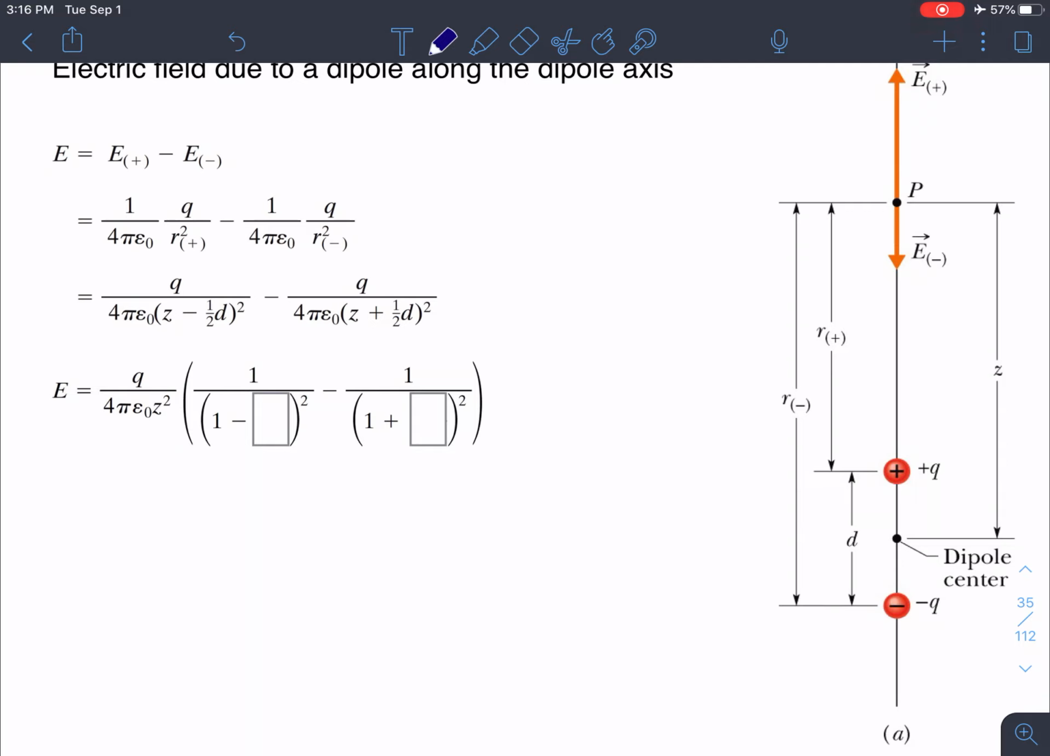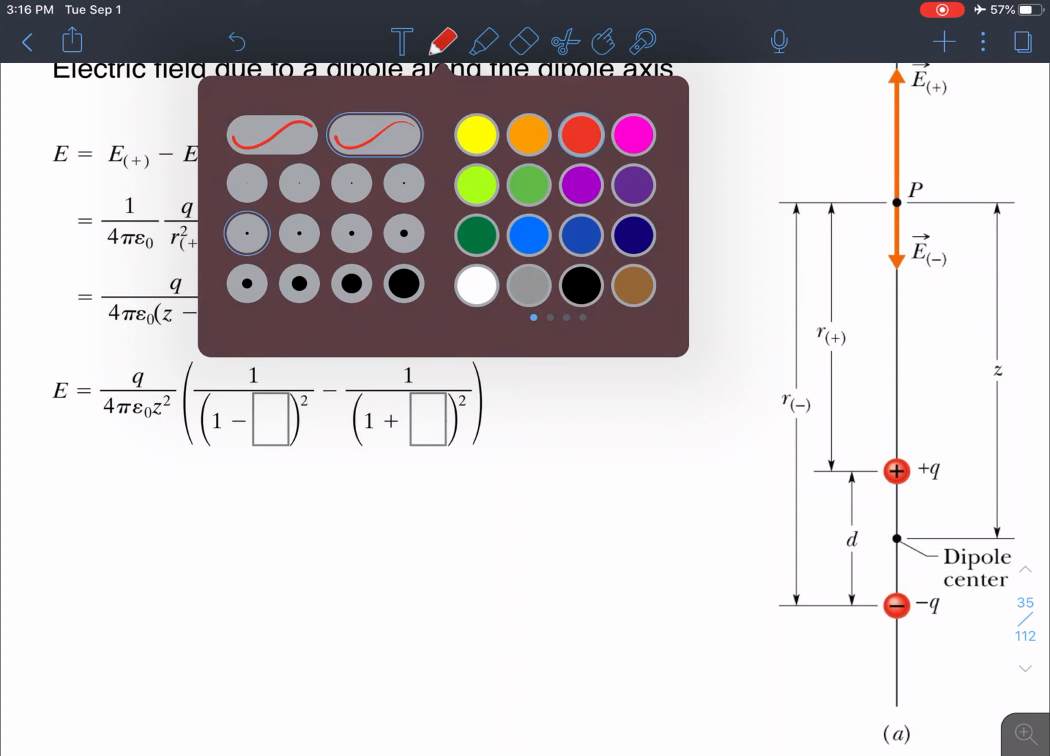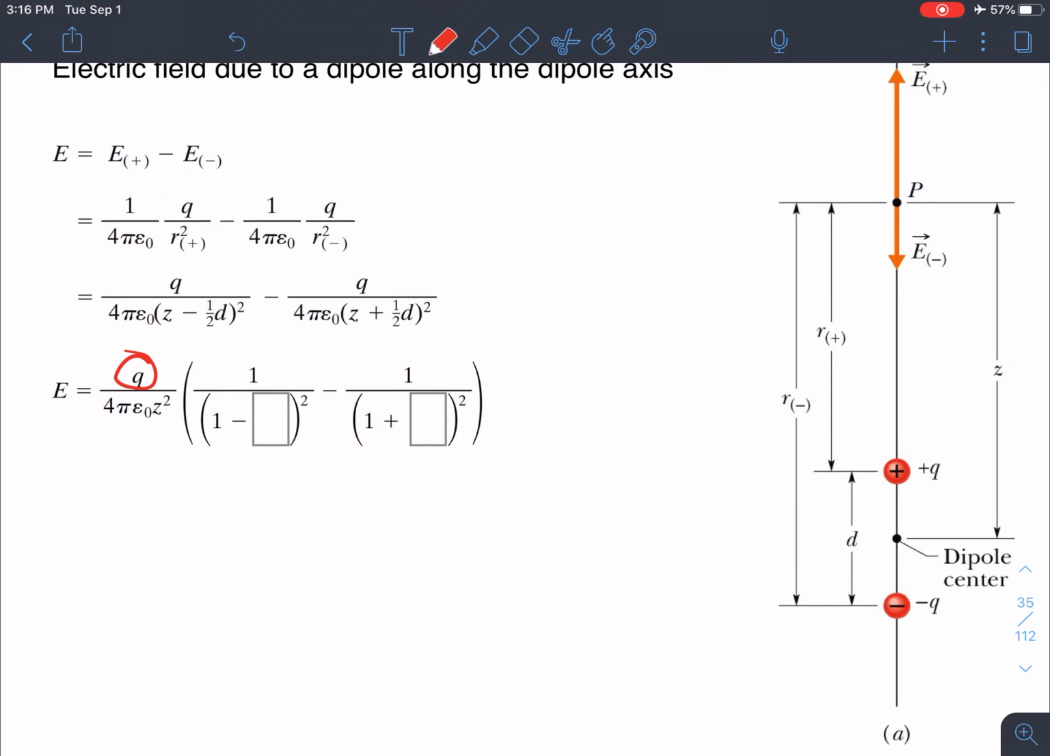Next we are taking the common things out of the parentheses. So we're writing the common factors. Q is common in both ratios, right? Q comes out. Also, the 4 pi epsilon naughts are the same, so we are putting 4 pi epsilon naught as well. And there's also z squared. Where did that z squared come from?